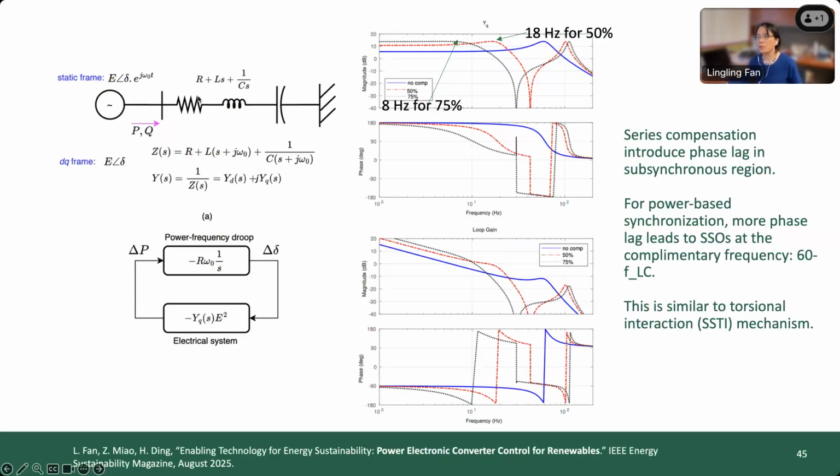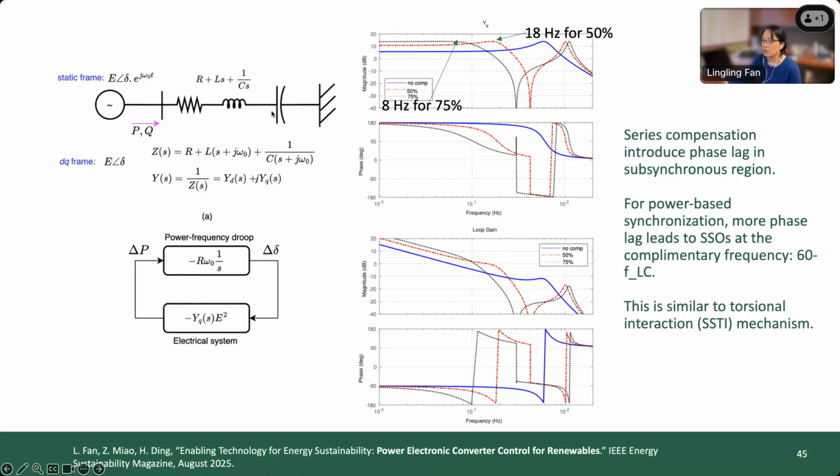So if you have a voltage source connected to an impedance, an RLC impedance to the grid, you can figure out why you have P and angle. The power frequency droop can be modeled just like this: delta P generates a frequency, then generates an angle. But the angle is from the voltage source, and this angle can also influence the real power through the grid.